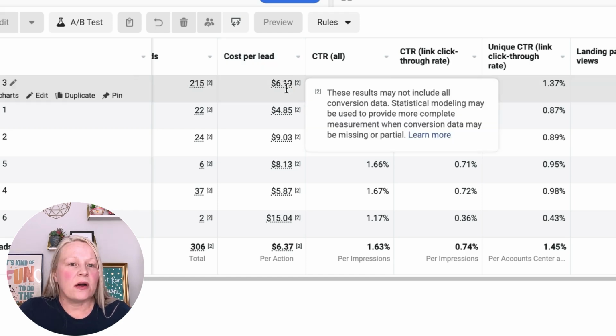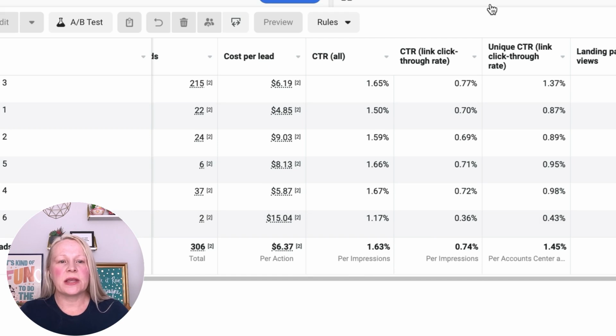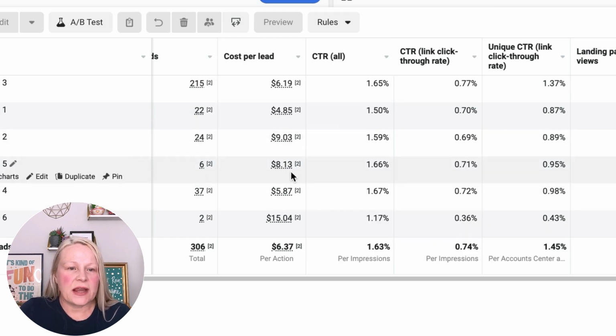And we have lead costs from as low as $4.85 all the way up to $15.04. So if you were to come in here and just look at this cost per lead, which is what most people will do, you're going to probably turn off that $15 one. You might turn off the $9 one, or you probably might turn off the $8 one, right?